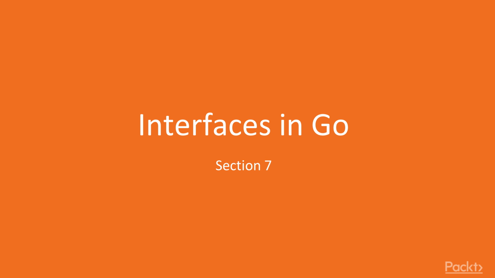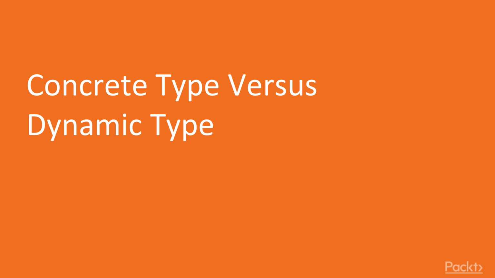In this section, we're going to talk about the use of interfaces in Go. The first thing we're going to talk about is concrete and dynamic types. The concrete type of something is what its actual type is. What kind of struct or primitive is it? Its dynamic type is which interface it is being used as at the moment.